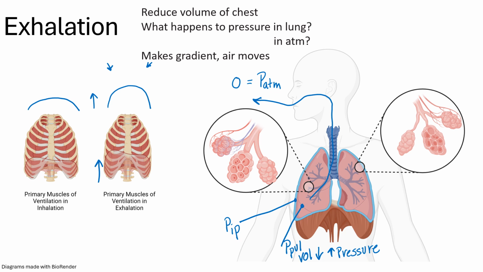For both inhalation and exhalation, you are experiencing volume changes in your thoracic cavity. And these changes in volume are creating gradients, and air will always flow down the gradient. It's all about the gradient.